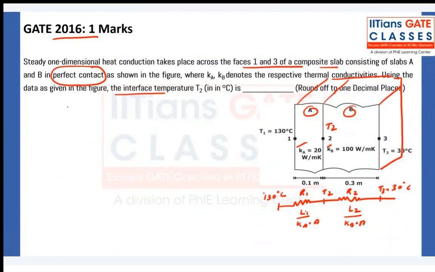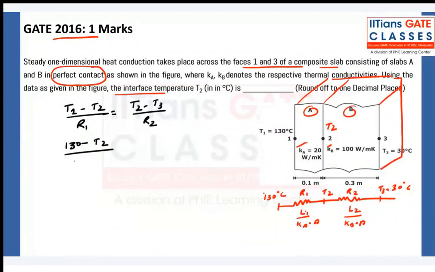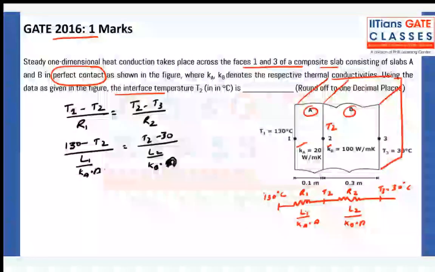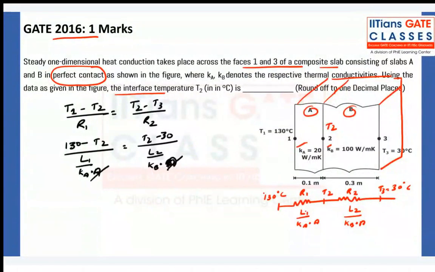T1 minus T2 upon R1, equals T2 minus T3 upon R2. Now 130, similar to the last question itself. L1 upon Ka A, equals T2 minus 30 over L2 upon Kb A. Area and area will get cancelled, and you can put the values.